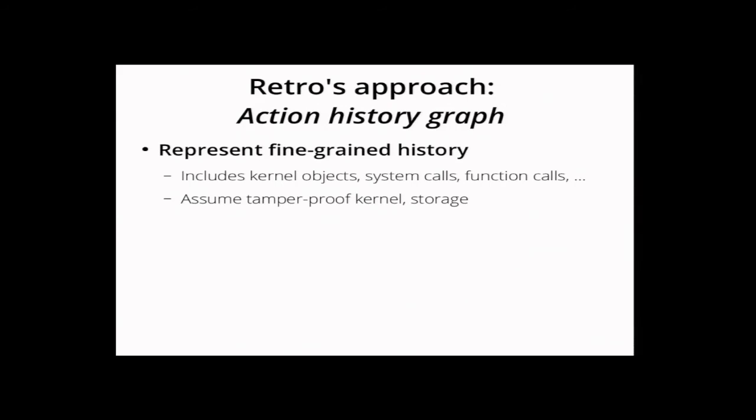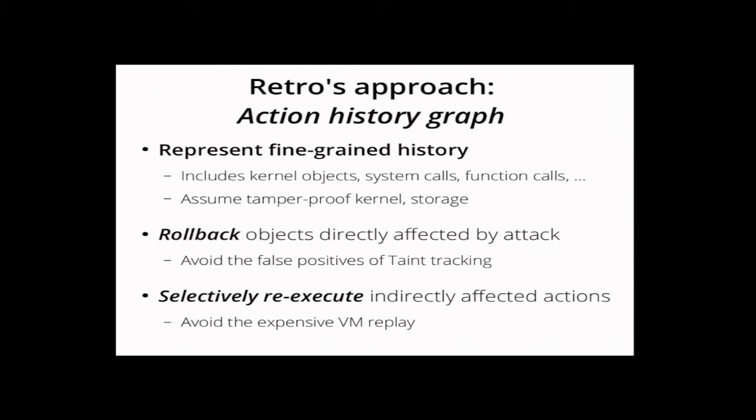Retro's way to solve this problem is to define a new abstraction we call the action history graph. In Retro's action history graph, we represent fine-grained history. It is so fine-grained that it includes many kinds of objects and system calls and their arguments, and even some of the function code. Also in Retro, we assume we are using a tamper-proof kernel and storage so that we can keep our action history graph secure. For actual recovery, we're first going to roll back the objects that are directly affected by the attack.